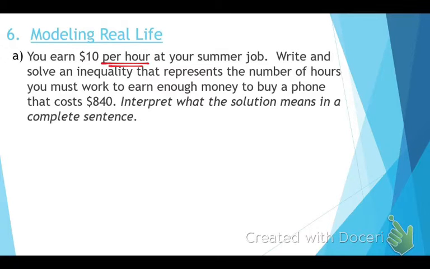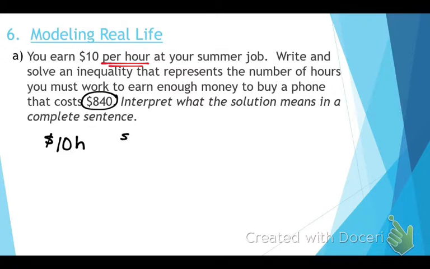Does anyone know how to write $10 per hour when writing an inequality? Very good, 10H, okay? That means per hour. 1 hour, you would get $10. 10 times 2, you would get $20. If I plugged in a 3, 10 times 3, you would get $30. So that's why 10 times H is a good representation of $10 per hour, since we don't know how many hours you worked yet.